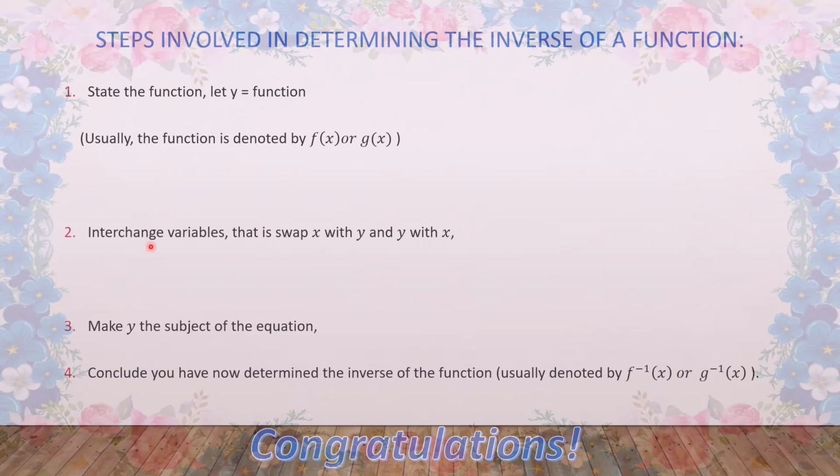Alright, second step, you interchange variables. That is, wherever you have x, you replace with y, wherever you see y, you replace with x. And from there you make y the subject of the equation, meaning a transpose, meaning that you isolate the y term by itself. Alright, and the fourth step is that you conclude that you have determined the inverse of a function.